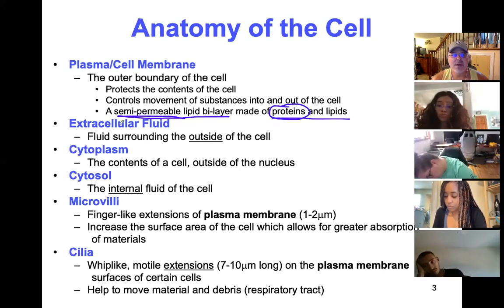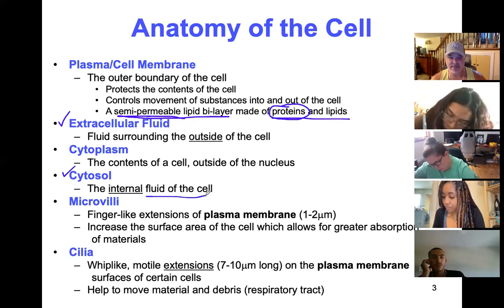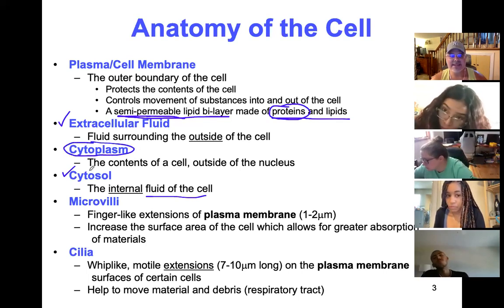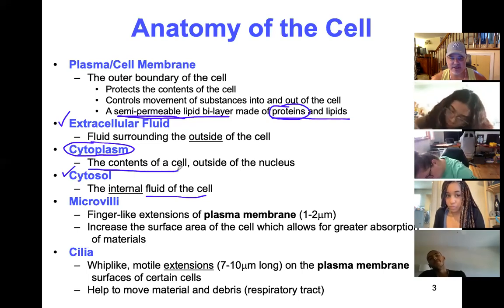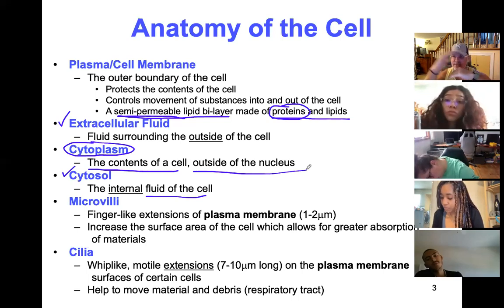Okay. We went over the term extracellular fluid. We said that is the fluid that's found outside of the cell, whereas the cytosol was the internal fluid of the cell. The term cytoplasm, that's the contents of the cell. Everything that's outside of the nucleus, but before the cell wall. Right? It's everything between the nucleus and the cell wall. That's the cytoplasm.